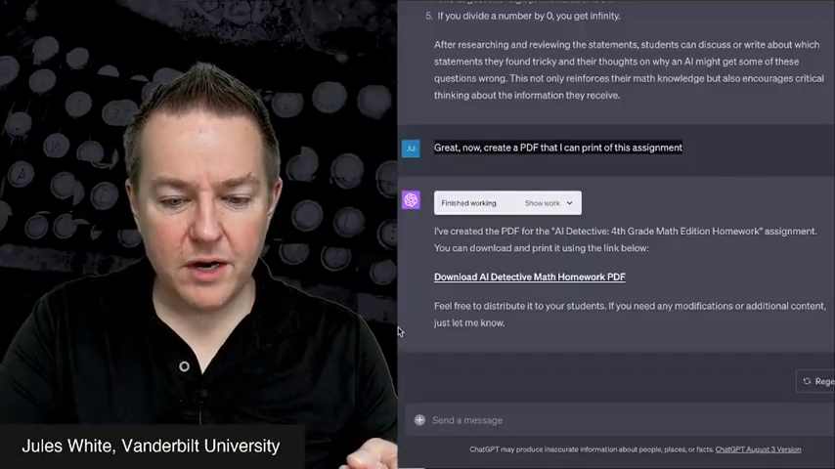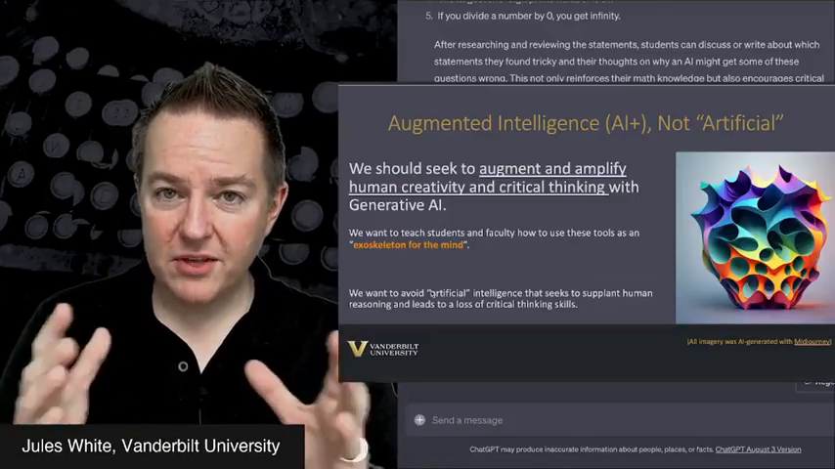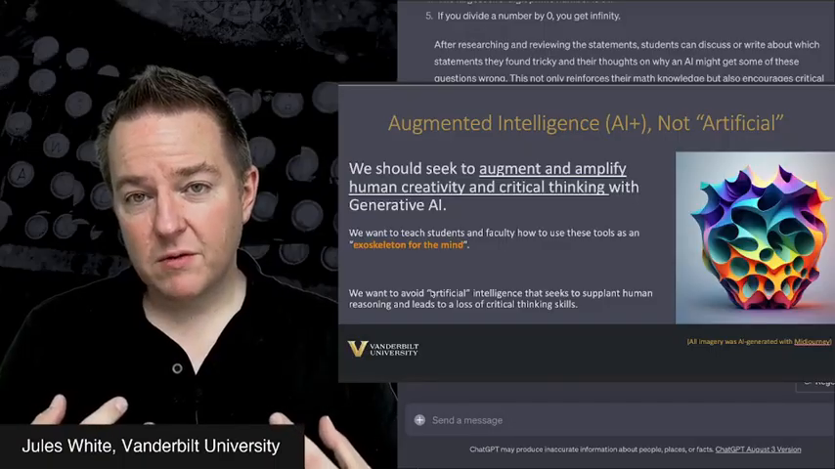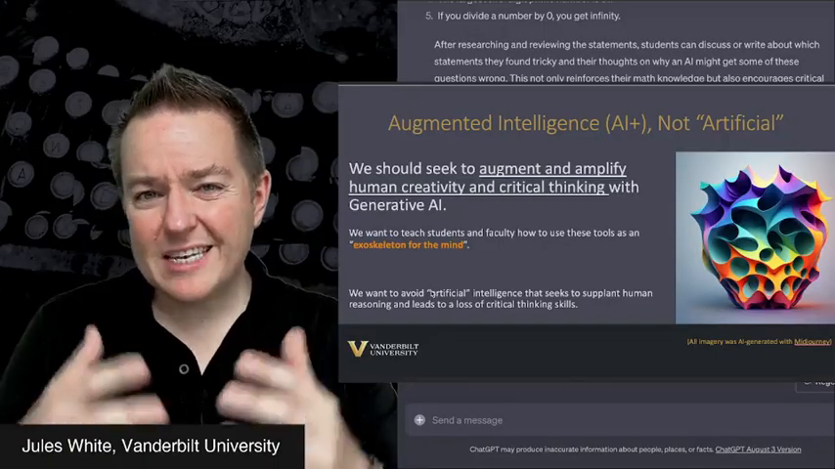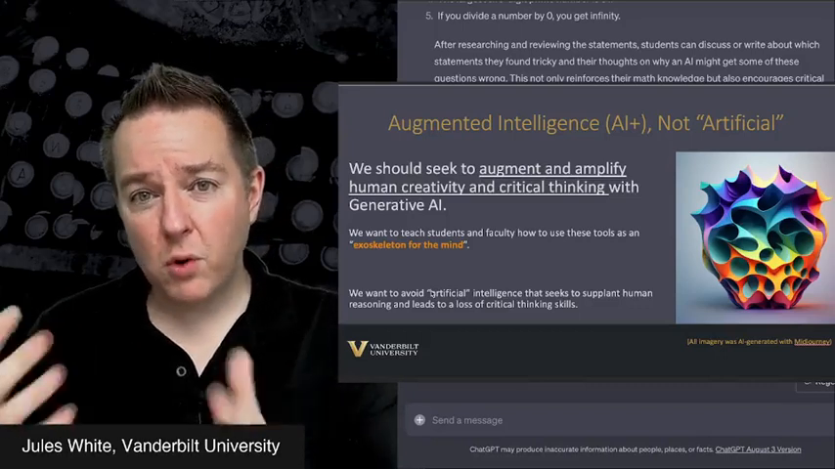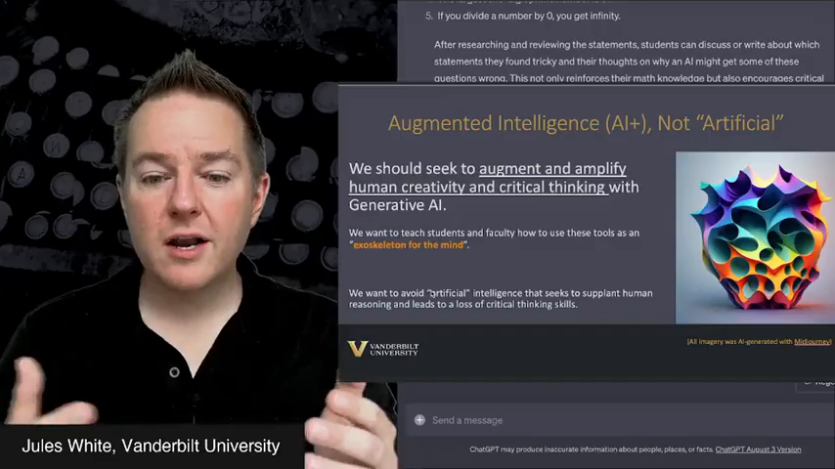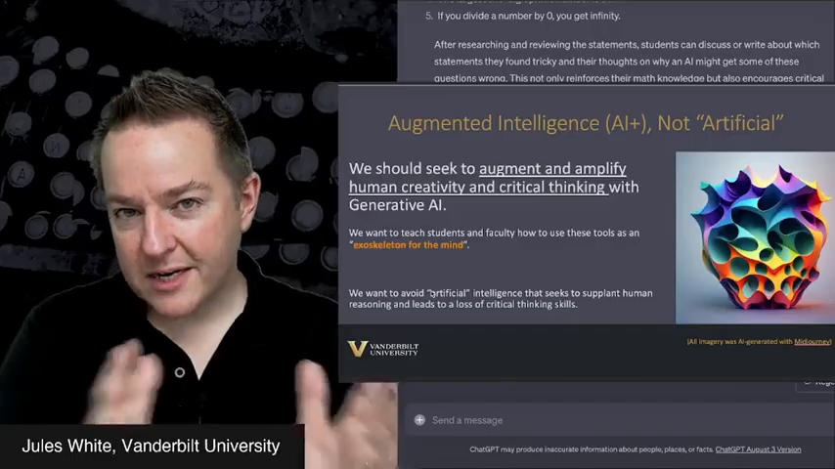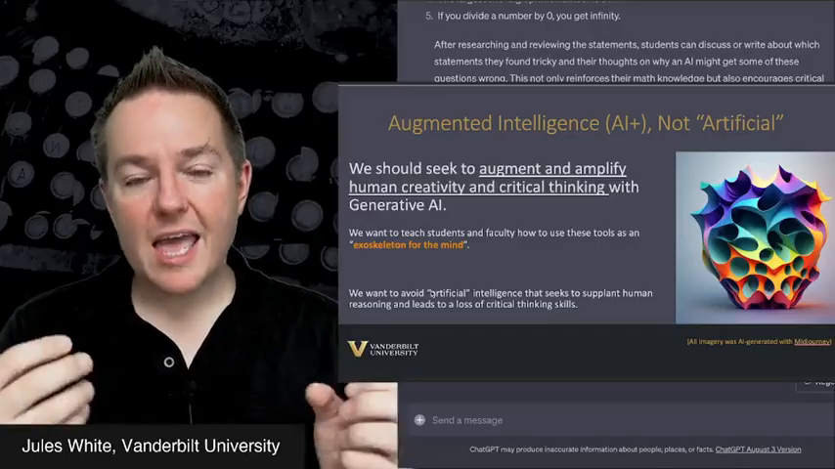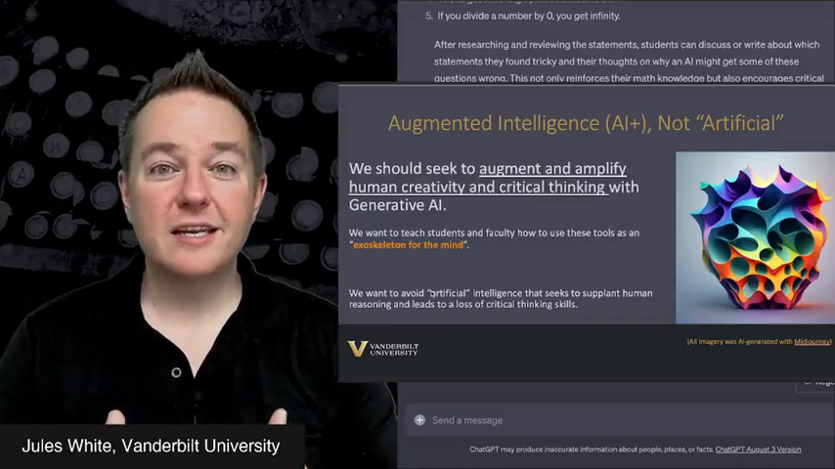Now, I want to emphasize something really important that I'm going to talk about in this course, but this is my fundamental belief when we're approaching these tools. It's not about artificial intelligence. Artificial intelligence is this poor substitute for human reasoning and judgment and creativity. We want to do augmented intelligence. We want to amplify human creativity. We want to take that human spark and we want to make it into a flame.